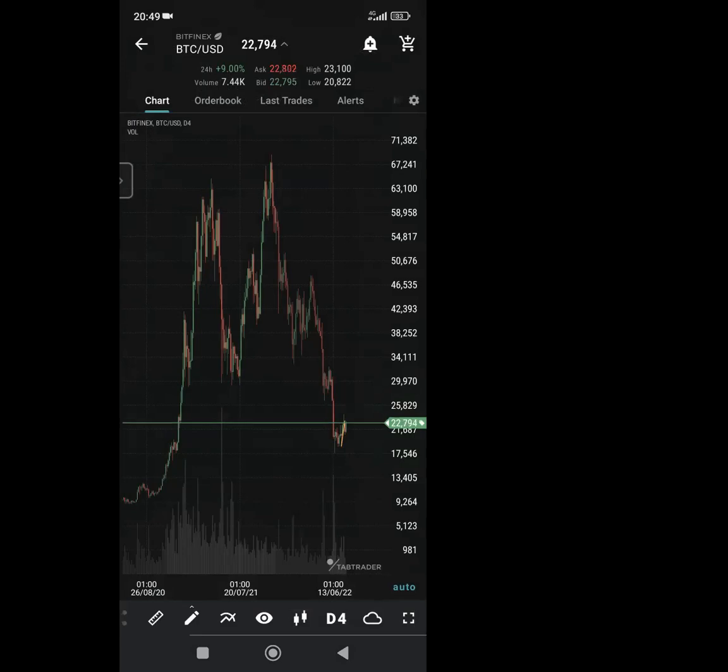Okay, you mean a group of people coming together to trade? To buy one Bitcoin, yeah. To buy one Bitcoin and hold it. Yeah. Okay.